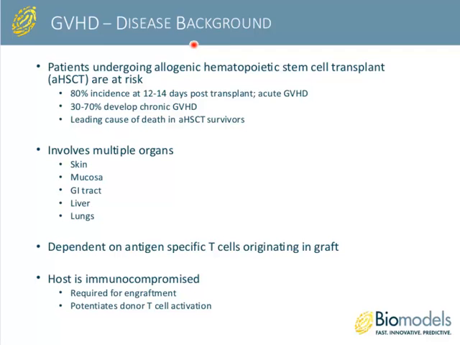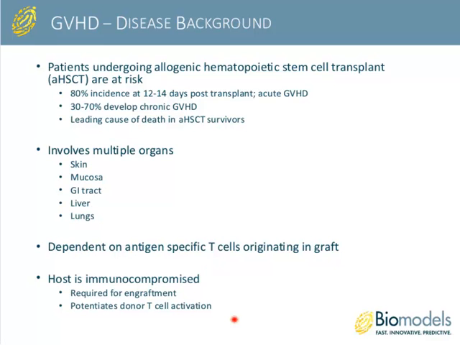This is graft-versus-host disease. It's a serious complication of patients who've undergone an allogeneic hematopoietic stem cell transplant. About 80% of patients will experience acute GVHD, and of those people, 30 to 70% go on to develop chronic GVHD, and that is the leading cause of death in the acute phase survivors. It is systemic immune activation, so it involves multiple organs, and it is dependent on the presence of antigen-specific T cells in the graft, so it's coming from the donor.